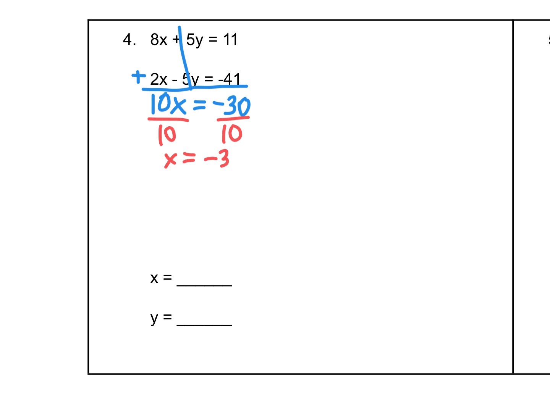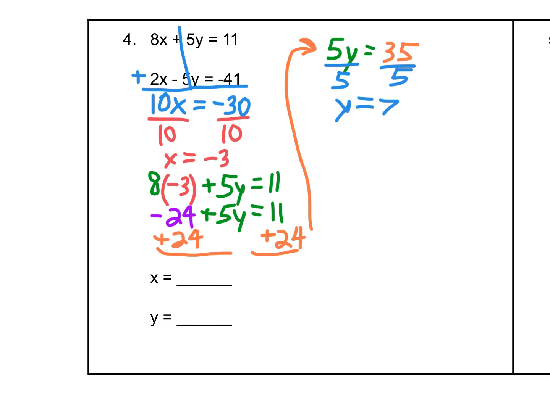And then we plug that back in to either top equation or bottom equation, doesn't matter. I decided to plug the negative 3 in for x on the top, so it's 8 times negative 3 plus 5y equals 11. 8 times negative 3 is negative 24, plus 5y equals 11. From here, you're just solving an algebra problem. You should know how to do that. Take a moment and solve that.